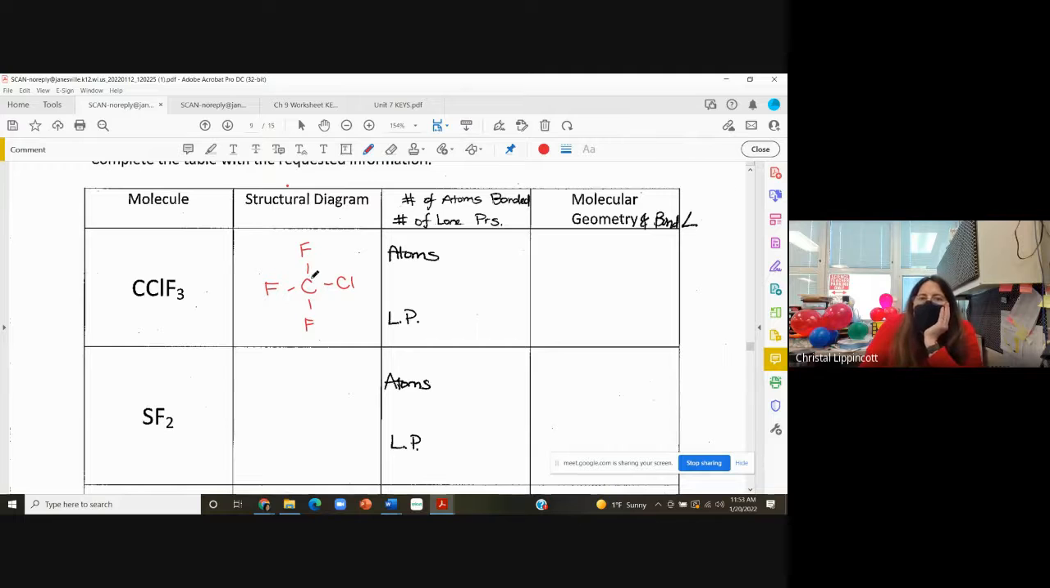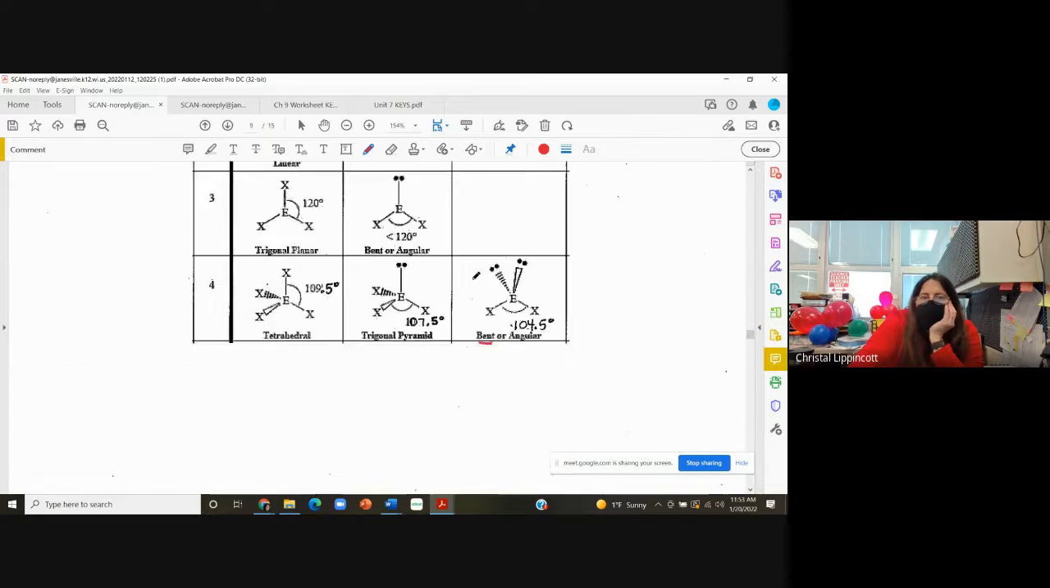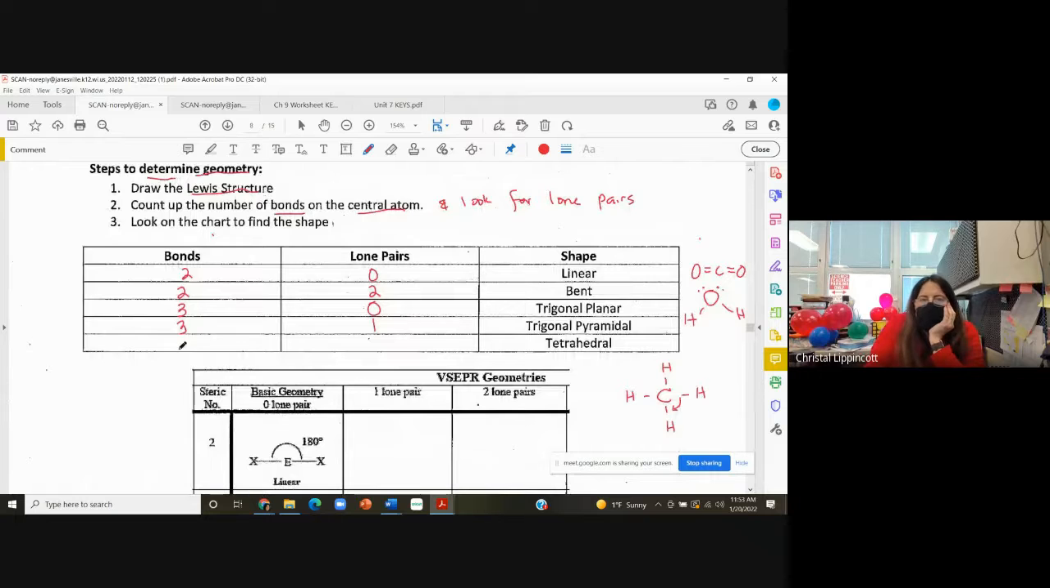All right. How many atoms do I have bonded to the central atom? How many things are bonded to your central? 4. Do I have any lone pairs of electrons on my central atom? No. So this is 4, 0. So we're going to go back up to our chart here. Oh, I never filled it out on here. 4 and 0.